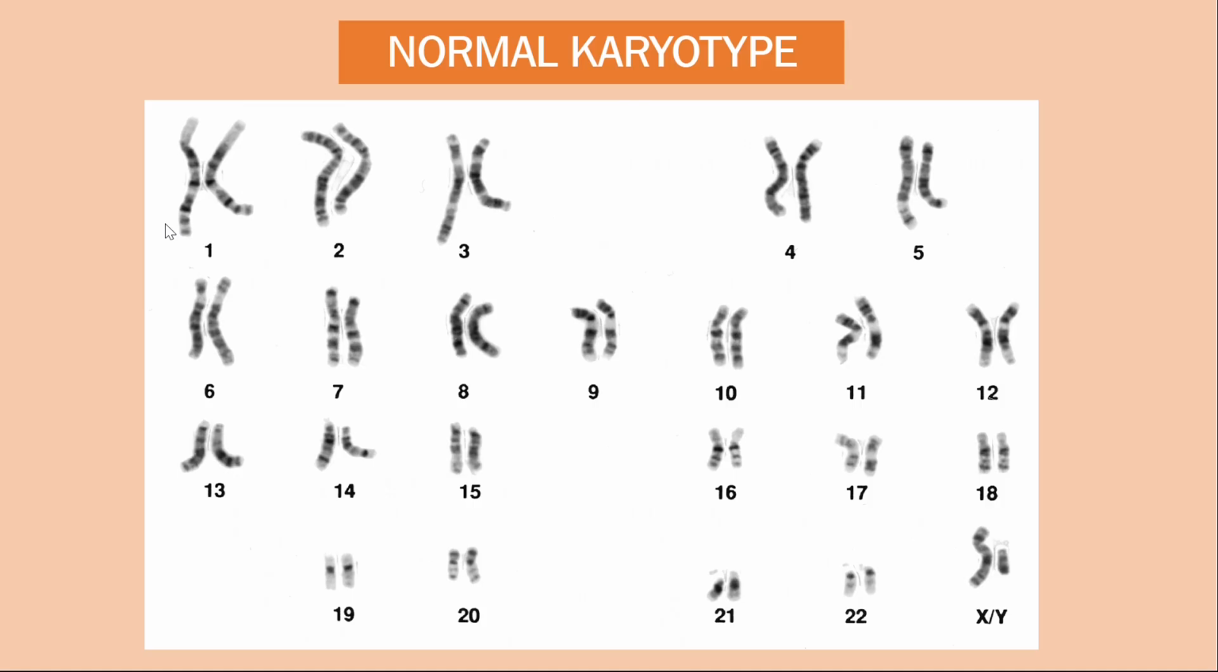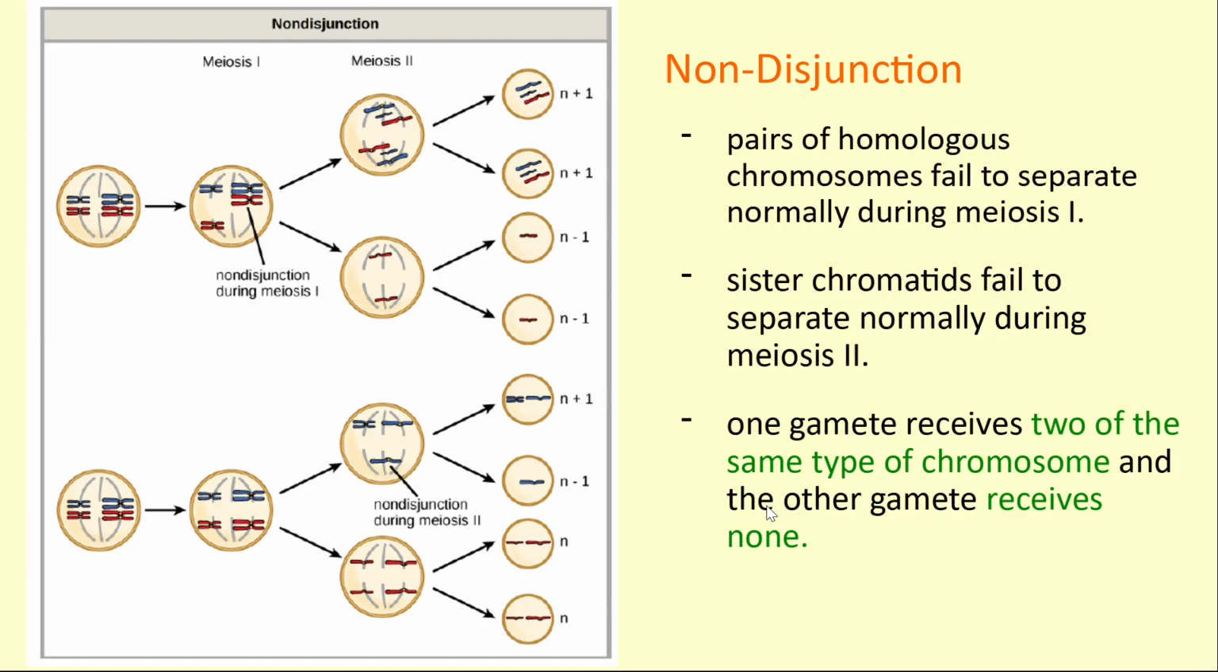So this is the normal karyotype. Just take note that there are two homologous chromosomes from chromosome 1 to 22, and then either an XY or an XX to finish the normal karyotype. So what is non-disjunction? Just take note that non-disjunction is the failure of separation, and there can be two areas where the separation can fail. First is the failure of homologous chromosomes to separate during meiosis 1, while the other one would be the failure of separation of the chromatids, meiosis 2.